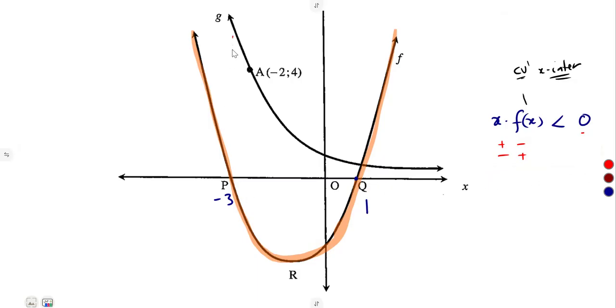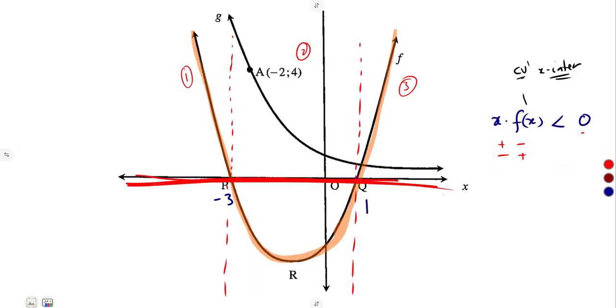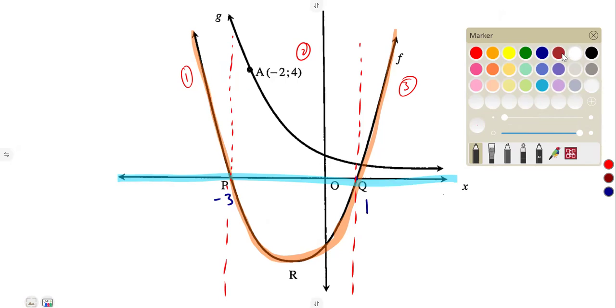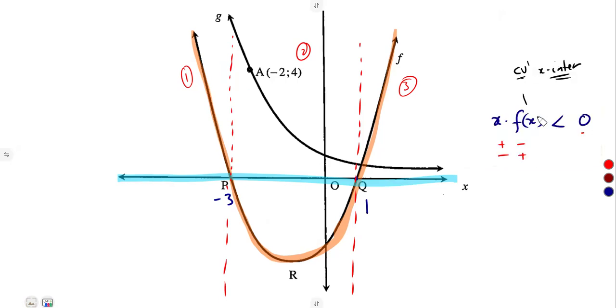So let's compare here. We have -3 and 1, and we are going to see that we've got 3 regions: 1, 2, 3. Now x is easier, because x is just going to look at the x-axis to say whether the values of x there are positive or negative. So for x, we're not going to worry. We are going to worry about f of x.